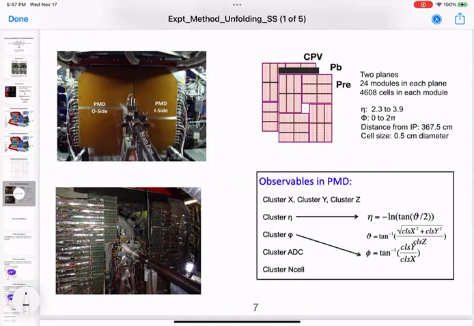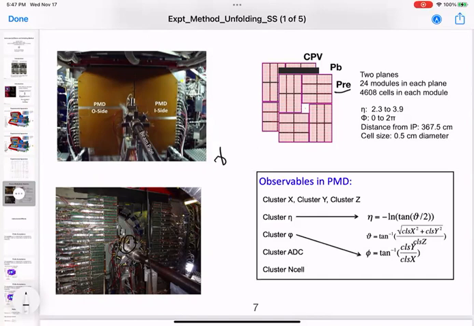This PMD has 3 planes. One is called the pre-shower, then there is a lead converter, and the CPV, known as the charge particle veto. It has 24 modules in each plane, with a total of 4,608 cells. The PMD is located at around eta 2.3 to 3.9. Here you can see the real picture of the PMD, which is 3.67 meters away from the center of the TPC. What we measure in the PMD is basically the photons, or the inclusive photons. And this PMD is a gas detector.